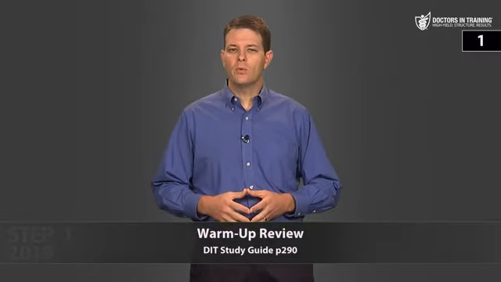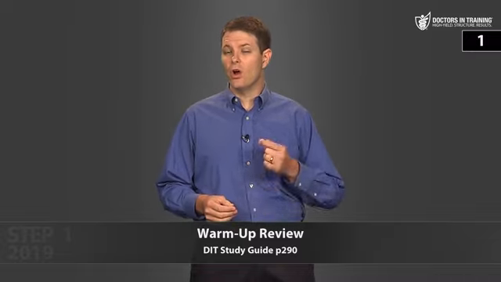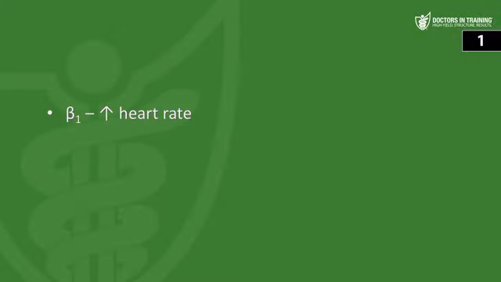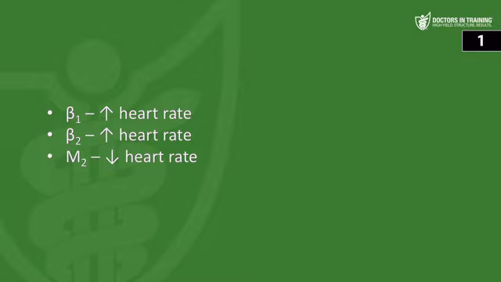Let's go over the warm-up review. First question, what effect will stimulating each of the following receptors have on heart rate? So stimulating beta 1 will increase heart rate. Stimulating beta 2 will also increase the heart rate, kind of indirectly, because beta 2 stimulation causes vasodilation, which lowers the blood pressure, so the heart rate rises to compensate. And then stimulating M2 receptors will decrease the heart rate.